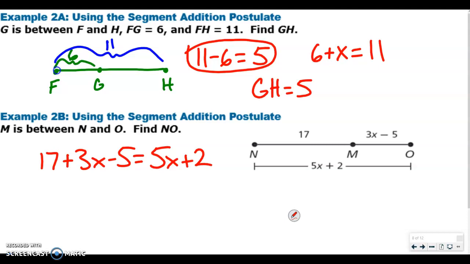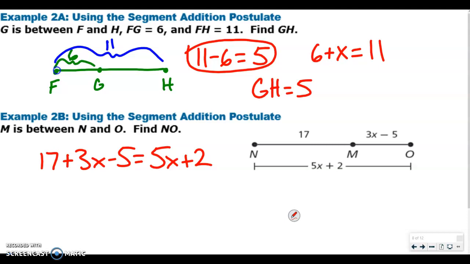17 would be our AB, 3x minus 5 is that BC, and the 5x plus 2 is AC. So then we just need to combine our like terms and solve for x. And then we'll plug x back in.